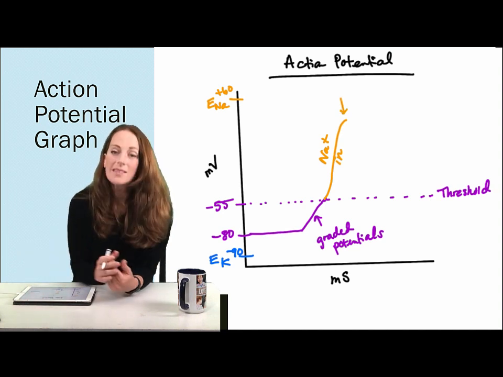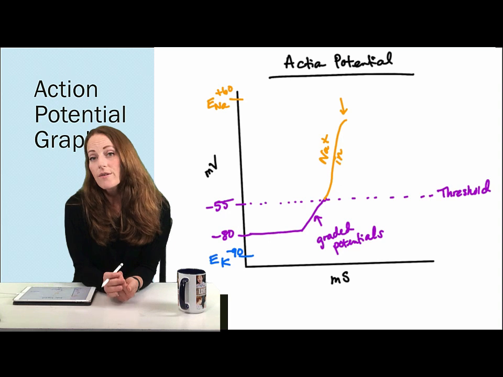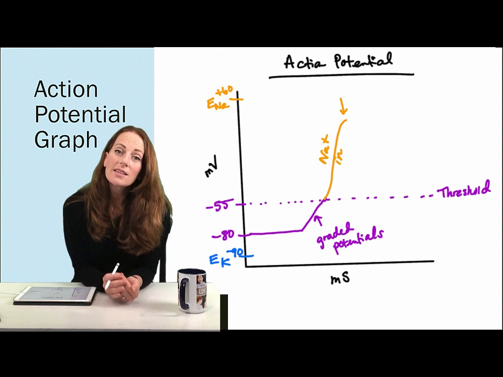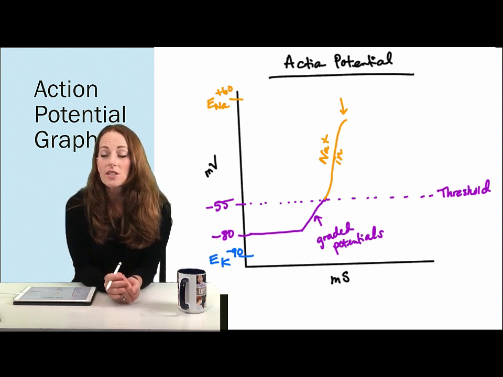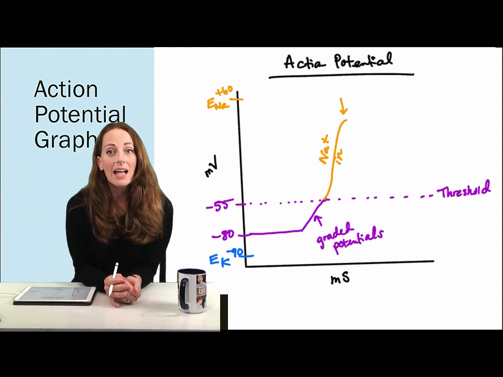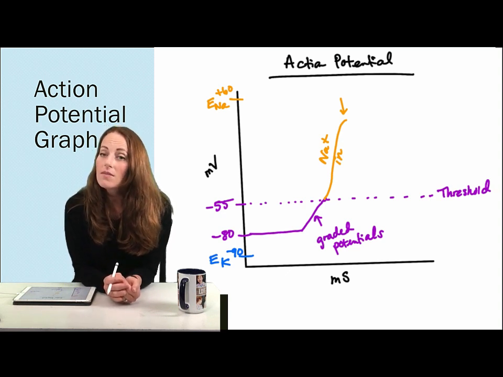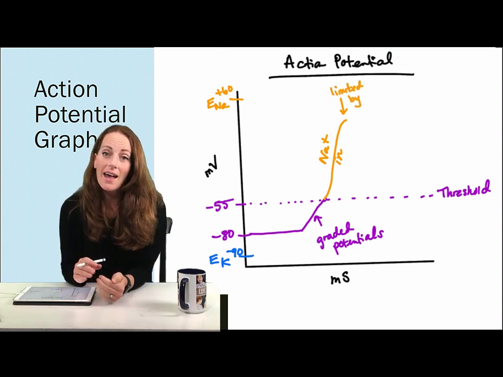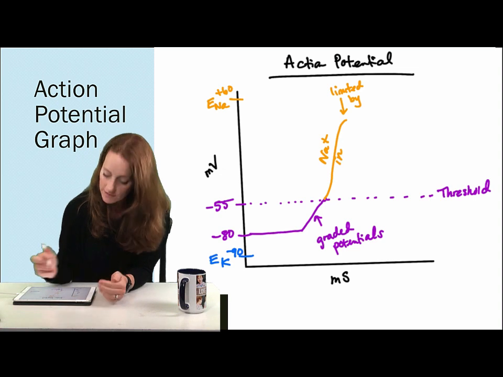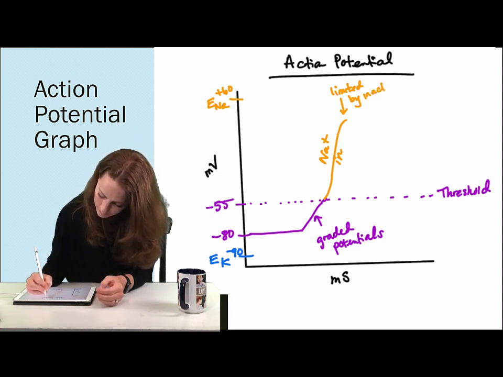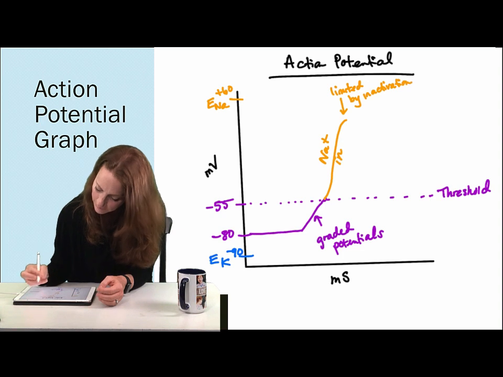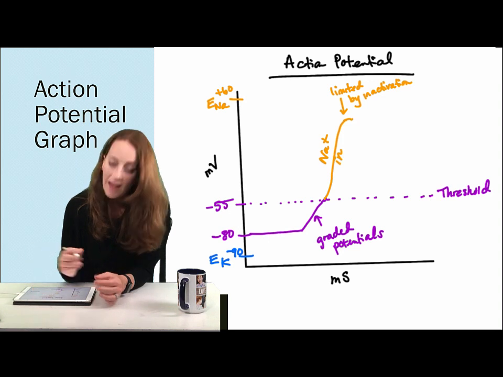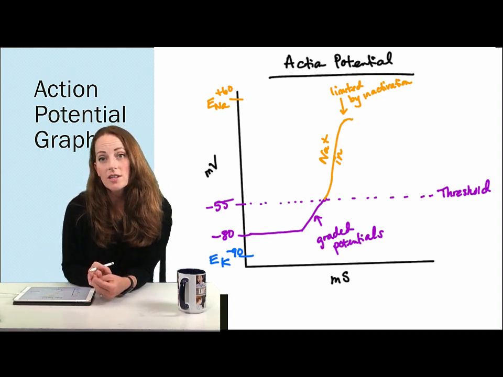But there's a limit. We don't reach the full equilibrium potential for sodium. And it's limited because of that second gate on the voltage-gated sodium channels, the inactivation gate. So the peak of depolarization of the action potential is limited by inactivation of the sodium channels. That inactivation gate closes the sodium channels, and the rising phase of depolarization stops.